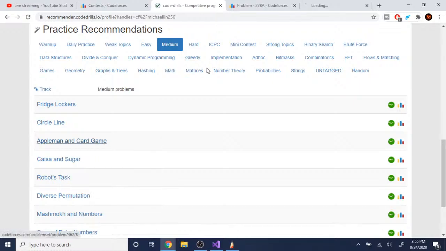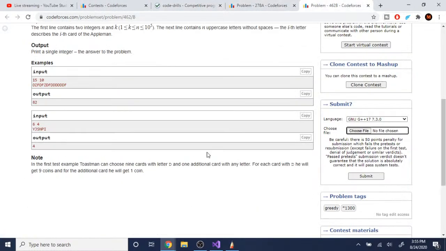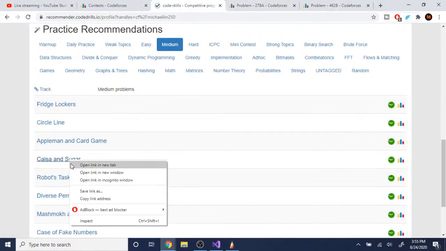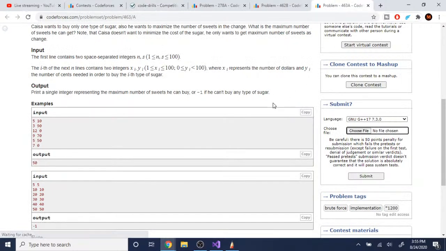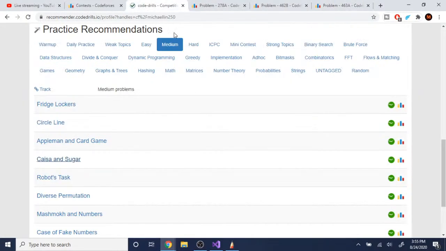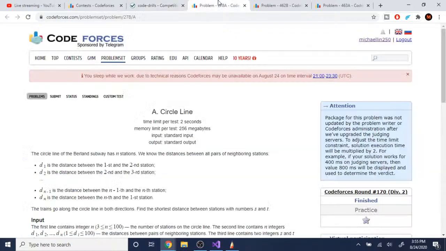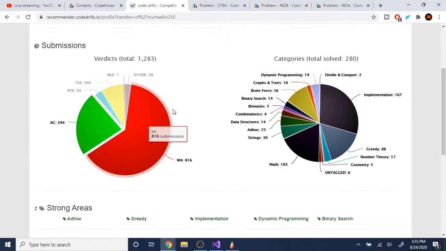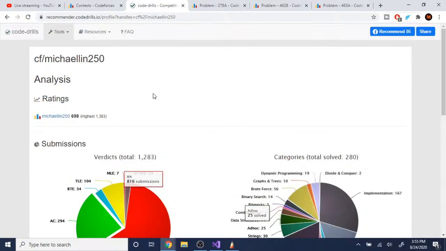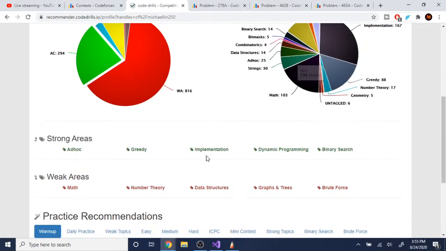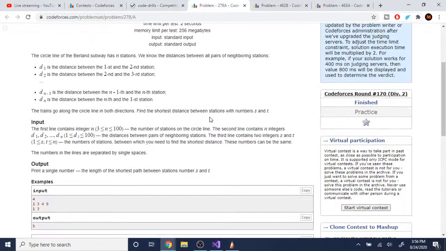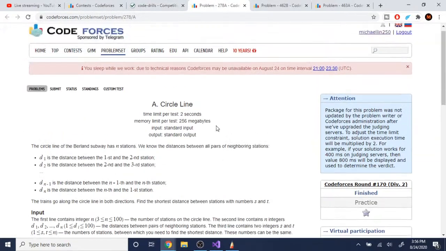Let's look at another. We'll do an A problem. Okay, we'll do greedy next. Mr. Greedy. Let's see. Maybe we could do after that. We could do brute force sugar. Yeah. I'm gonna refresh this. Okay. So if you guys don't know, Code Drills is actually a good tool you could use to improve your skills. Okay. All right. This is math implementation.